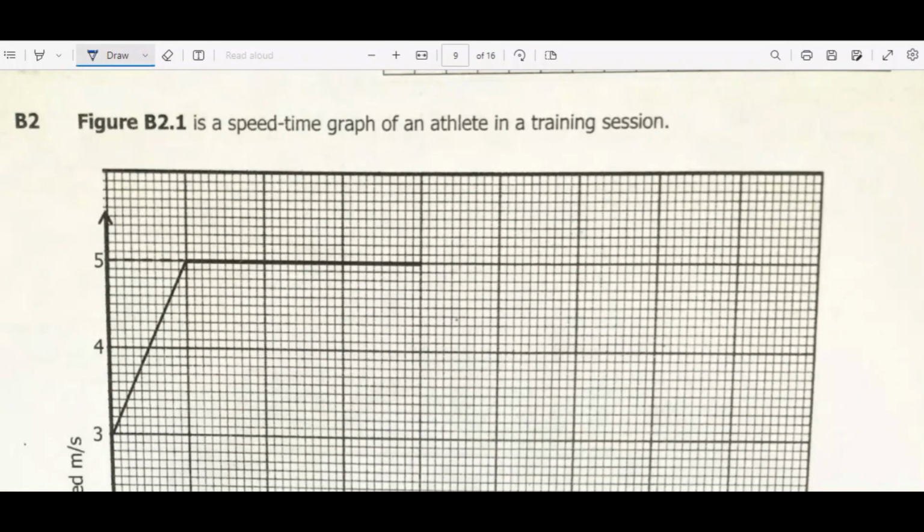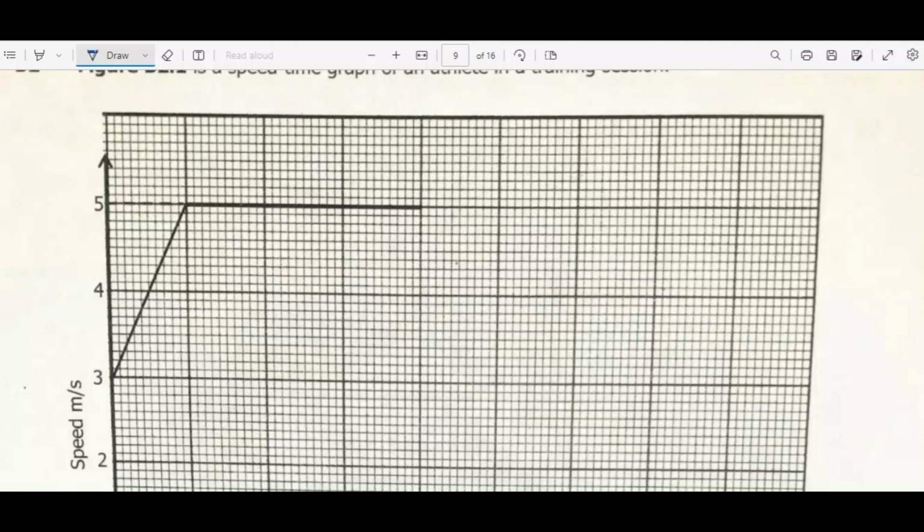So under question 2, excuse me, we are given a speed time graph, and this graph tells us how speed changes over time. So the question reads, figure B 2.1 is a speed time graph of an athlete in a training session, right? So if you look at this graph, at 3 it's where it's starting, then this is where it is turning to the right.